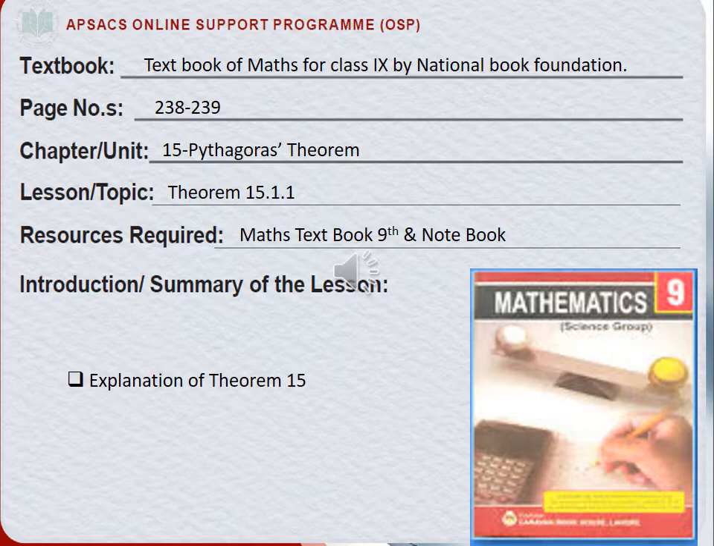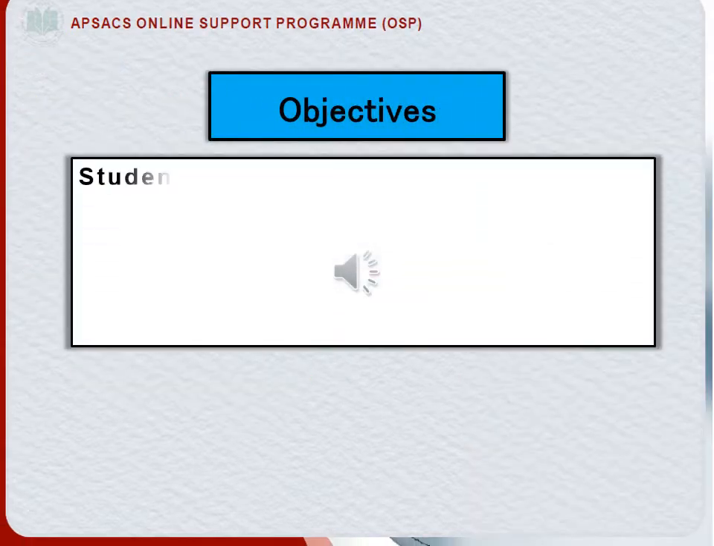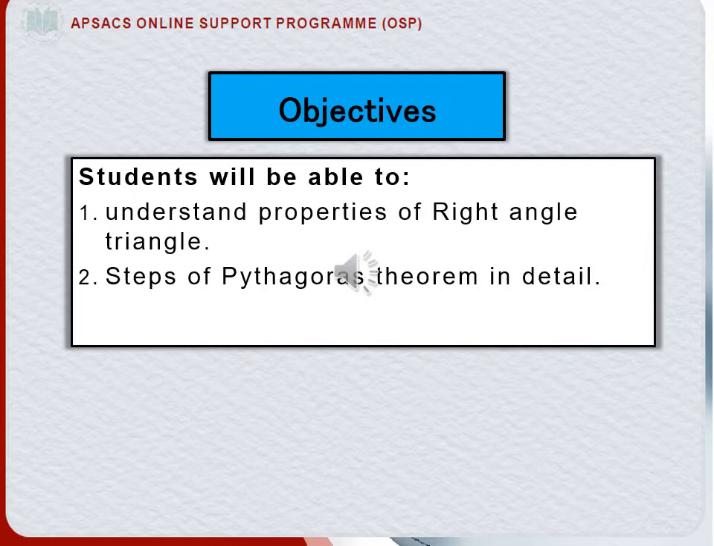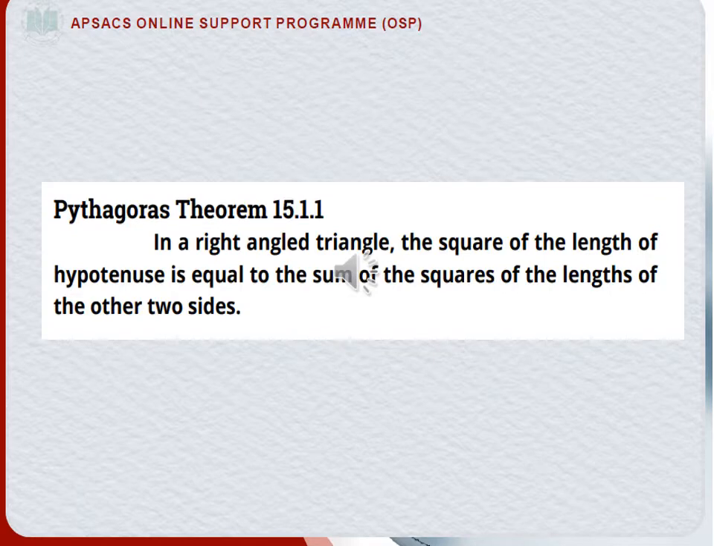Today we will start chapter number 15, that is Pythagoras theorem, textbook page number 238, and the topic is theorem 15.1. Objective of the day is to understand the properties of right angle triangle and to understand the steps of Pythagoras theorem in detail. Let's start theorem 15.1, Pythagoras theorem.